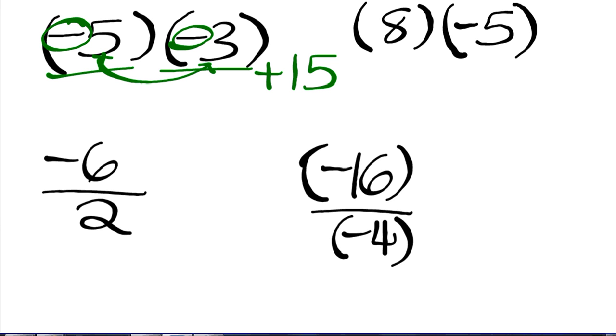Let's look at number 2, negative 6 divided by 2. So again, I'm going to look at the signs of my integers. What I notice is that my signs are different, and since my signs are different, my answer is going to be negative. And then I divide.